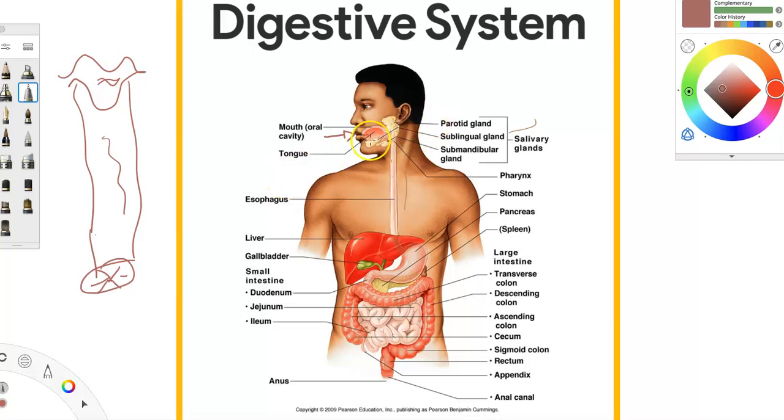You've got the oral cavity here, the tongue, the salivary glands, the parotid, the sublingual, the submandibular gland that are going to help secrete saliva to help break down molecules. It goes through the pharynx and into the esophagus. The esophagus, again, is part of the tube, goes down and attaches with the stomach. The stomach is here.